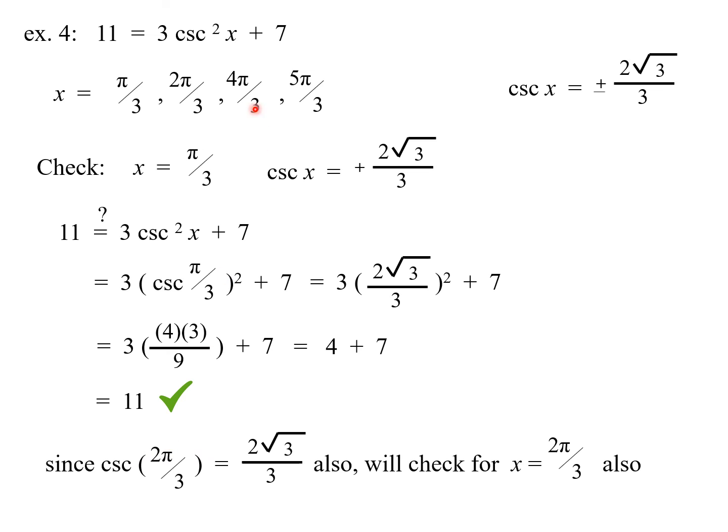And since the cosecant of 2 pi over 3 is also 2 root 3 over 3, this will check also. So I don't need to do this same calculation again.